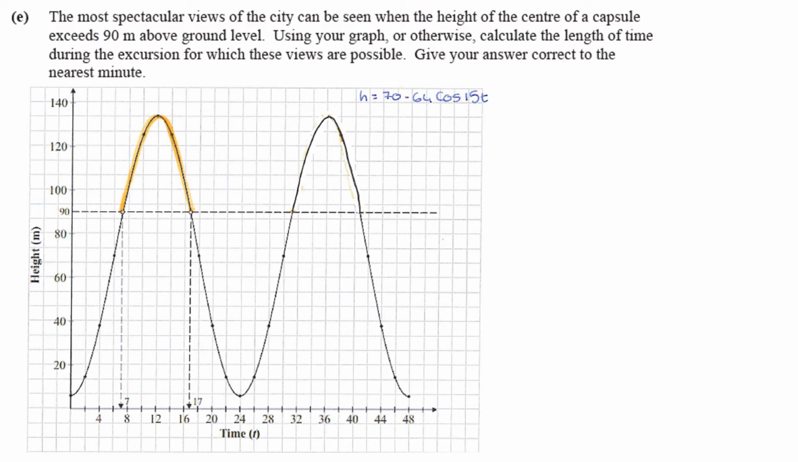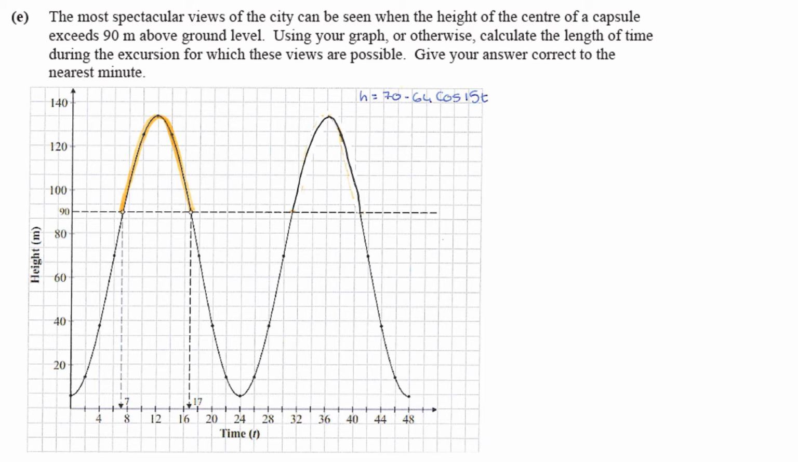Part E then says the most spectacular views of the city can be seen while the height of the centre of the capsule exceeds 90 metres above the ground. Use your graph or otherwise to calculate the length of time during the excursion for which these views are possible. Give your answer correct to the nearest minute.